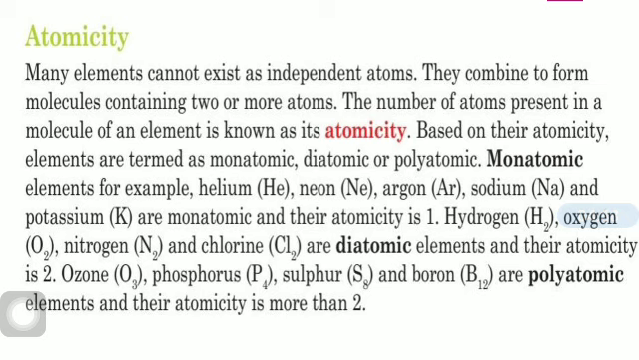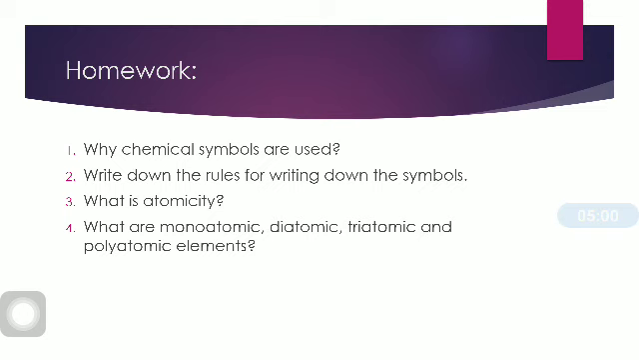So ozone O3, phosphorus P4, sulfur S8 and boron B12 are polyatomic elements and their atomicity is more than 2. So, my children, I hope you understood about chemical symbols and atomicity.